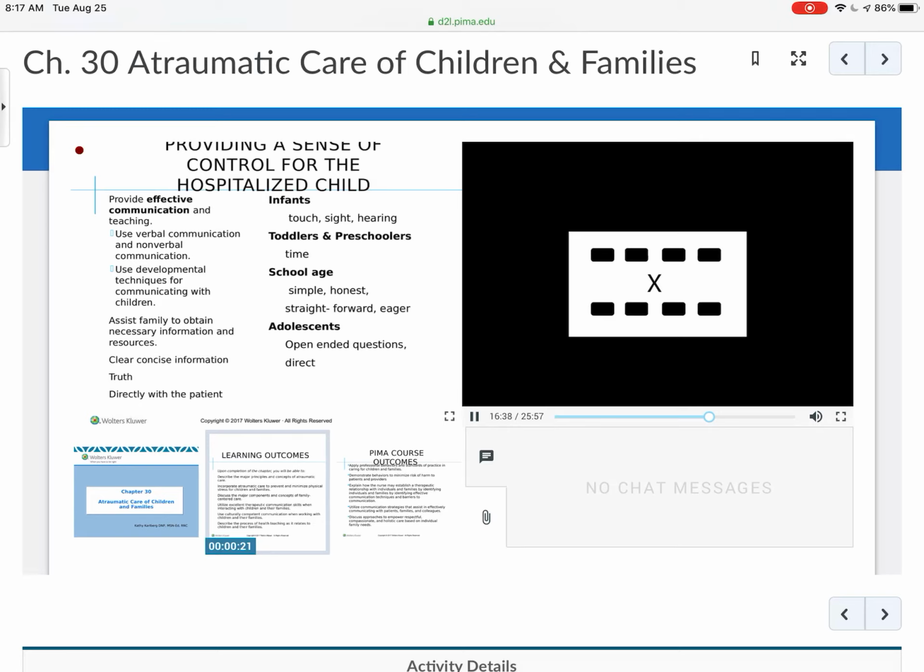Again, certain phrases we want to steer away from. Always honest answers and communicate directly with the child if they're old enough. That really is important. Sit down on their bed, get at their eye level. I know you learned that you don't sit on beds, but we do in the peds world. Assist the family. Like I said, there's tons of resources. Maybe it's a support group for a new diabetic or asthma, things like that. Again, clear, concise information directly with the patient and give the truth.